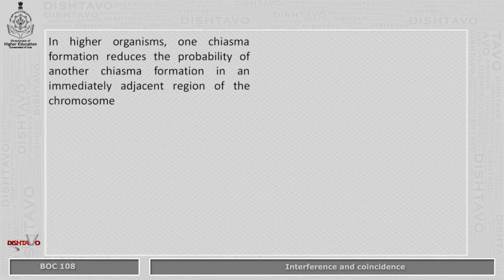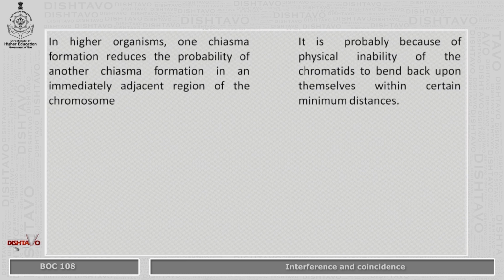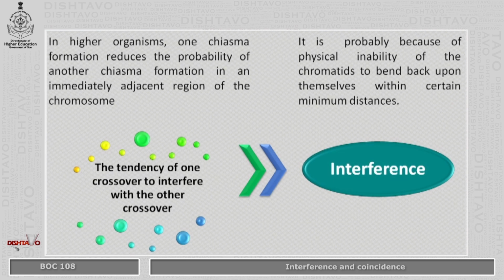In higher organisms, it has been observed that one chiasma formation reduces the probability of another chiasma formation in an immediately adjacent region of the chromosome. It is probably because of the physical inability of the chromatids to bend back upon themselves within a certain minimum distance. This tendency of one crossover to interfere with the other crossover is called interference.